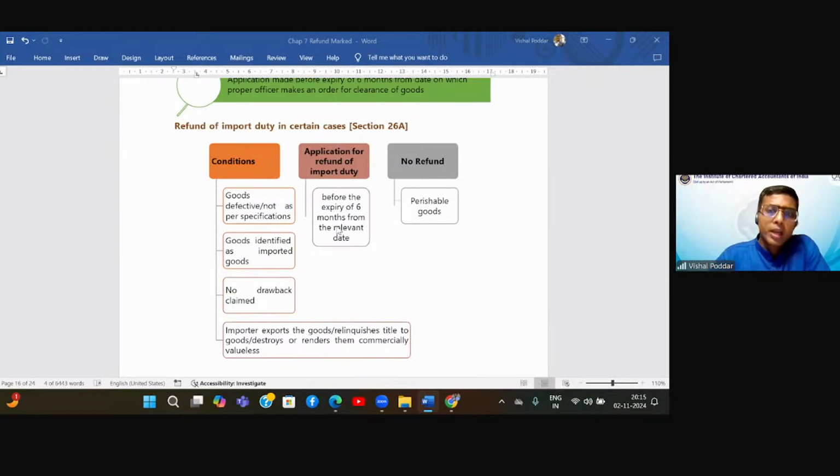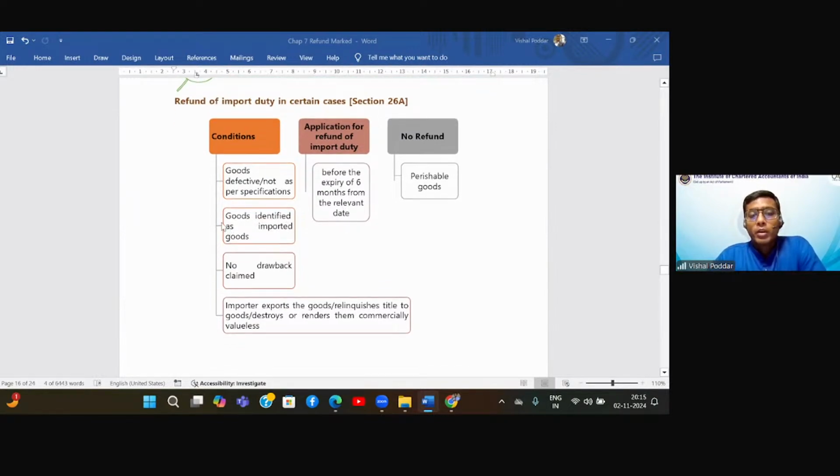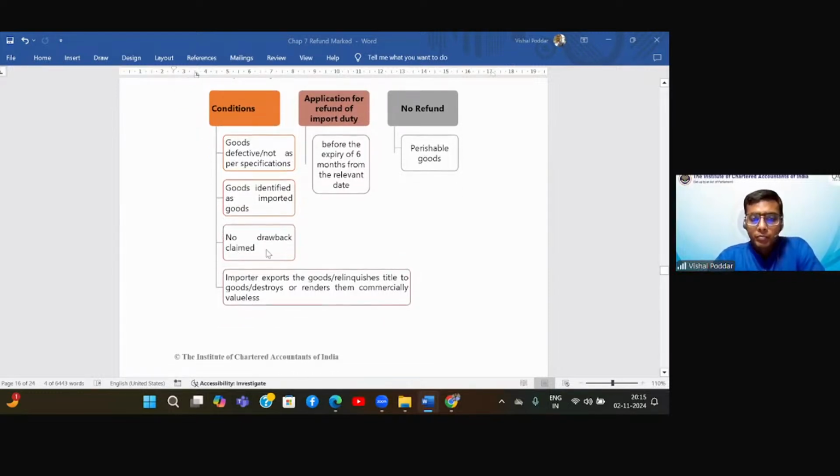Here 1 year time limit is not applicable, because if you are rejecting, 6 months is sufficient to identify the rejection. Most important, whatever you are sending back should be identified with the imported goods. So what you imported and paid duty, and now you want to get the refund of that duty, and today you are claiming that, okay, these are defective, so I'm resending it back. You have to link both of them and prove that these are the same goods which were imported.